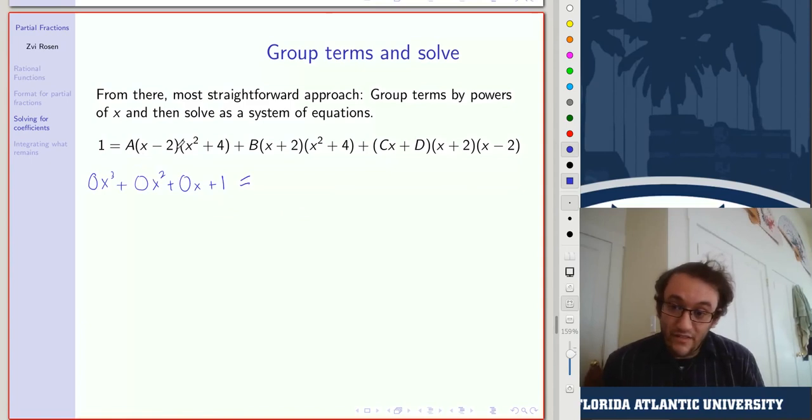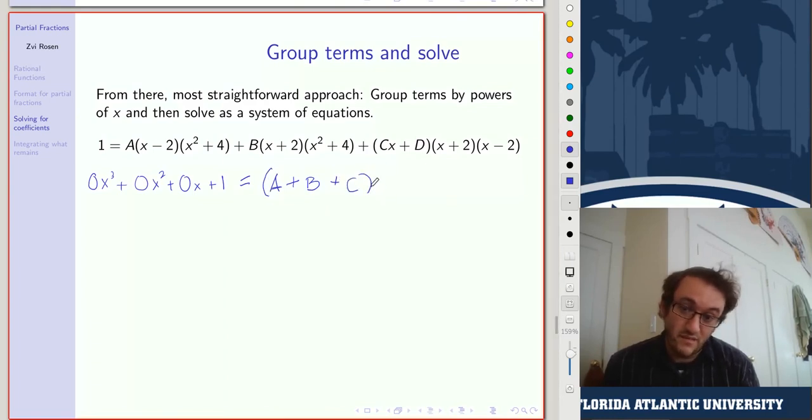So first, let's figure out the x cubed terms. Well, we're going to get 1x cubed from the first term, so that'll be a. And another x cubed from the second term, so that's b. And then another x cubed from the third term, that'll give us c. So it's a plus b plus c times x cubed.